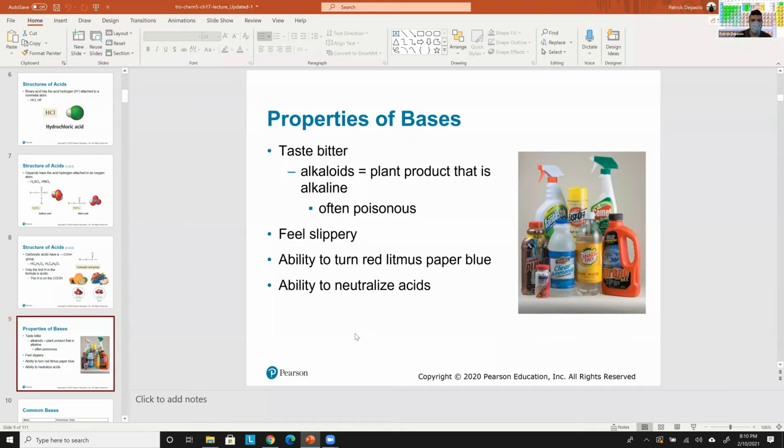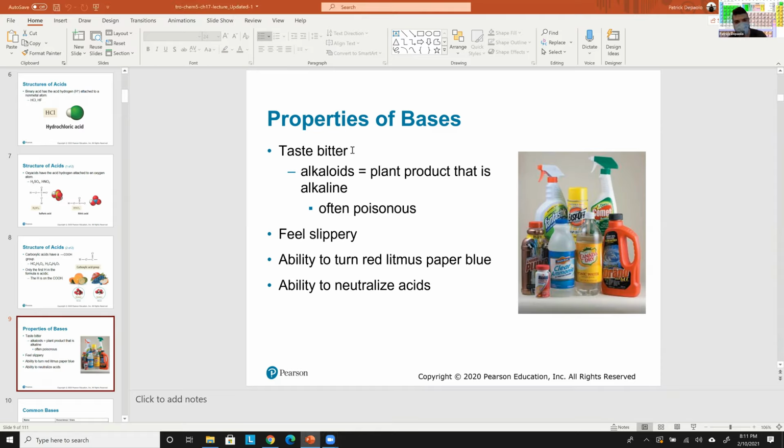No? Okay, so let's talk about bases. So bases are used in a lot of cleaning products. Oh, we do have a question? Oh, the basics of bases, the basics of acids.